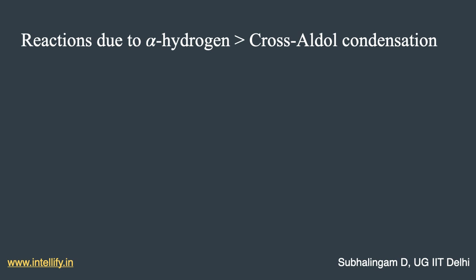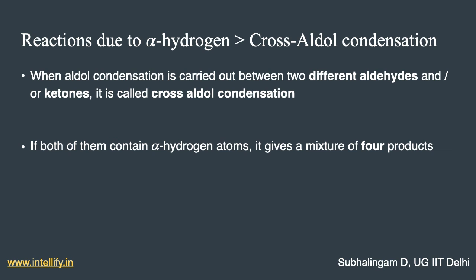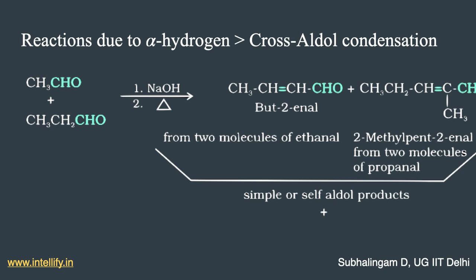Now let's go to cross-aldol condensation. When aldol condensation is carried out between two different aldehydes or ketones, it is called cross-aldol condensation. Why cross? We will see. If both of them contain alpha hydrogen, it gives a mixture of four products. We have two different aldehydes or ketones, so you can have one aldehyde and one ketone, two aldehydes, or two ketones reacting together. And if both have alpha hydrogens, we have four possible products like this.